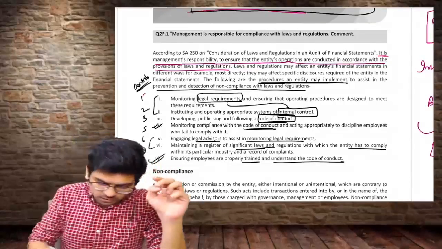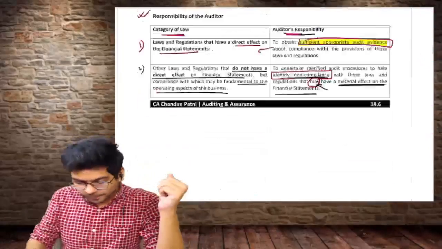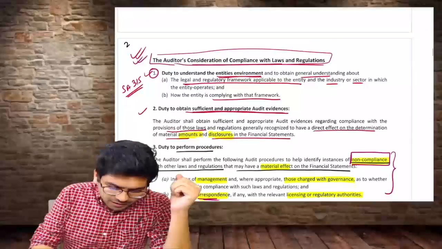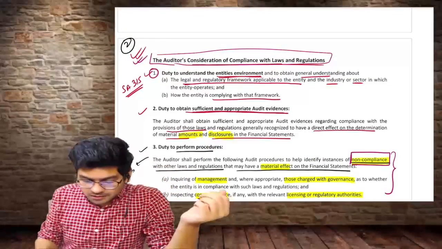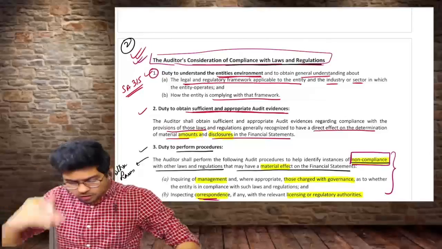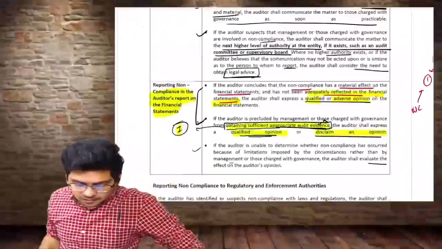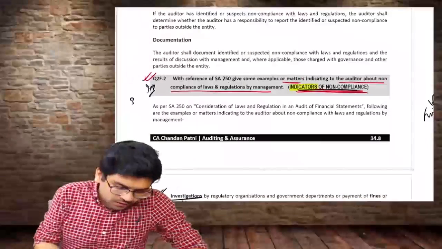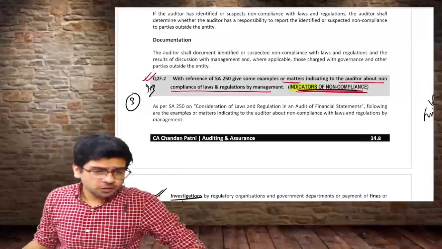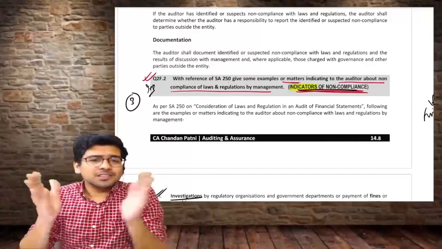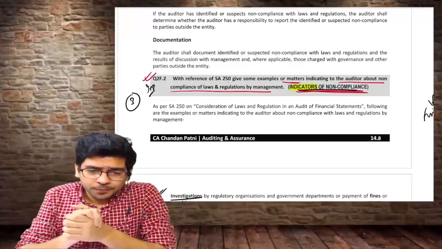In all, 3 questions, this is the first question that you need to study. This is the second question that they may ask you: what are the auditor's considerations of compliance with laws and regulations. So all the 5 points you have to write. And the third question which they may ask you is the list of indicators of non-compliance. So these are the 3 things that you have to cover in this particular standard.